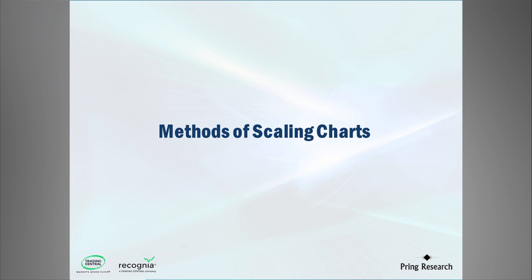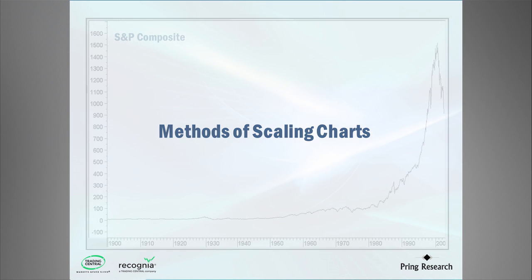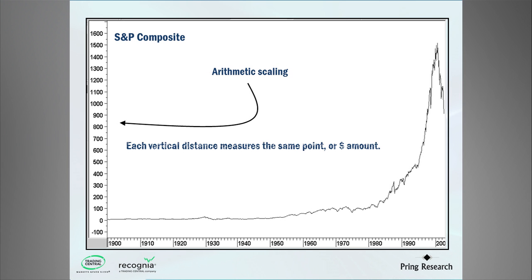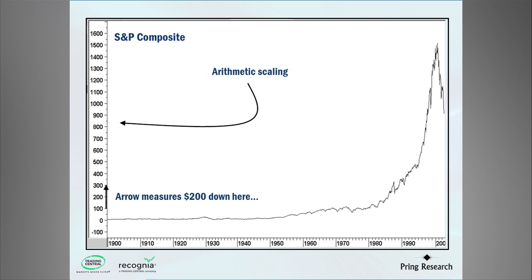Prices in bar and line charts are displayed on the vertical or y-axis. There are two key ways in which they can be scaled: arithmetic or ratio, sometimes known as semi-logarithmic. This is an arithmetic scale, which plots each price differential with the same vertical distance. Thus, the vertical distance for a price between $100 and $300 will be the same as one between $900 and $1,100.